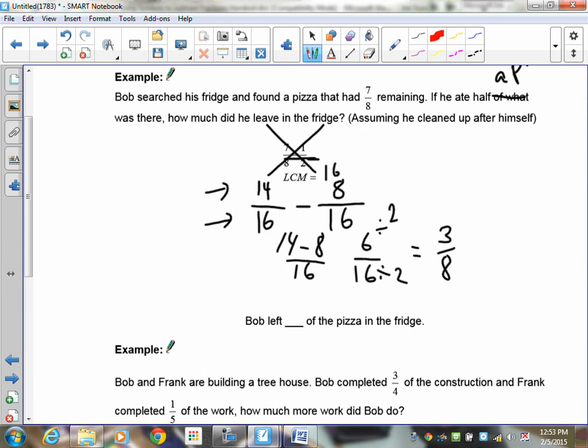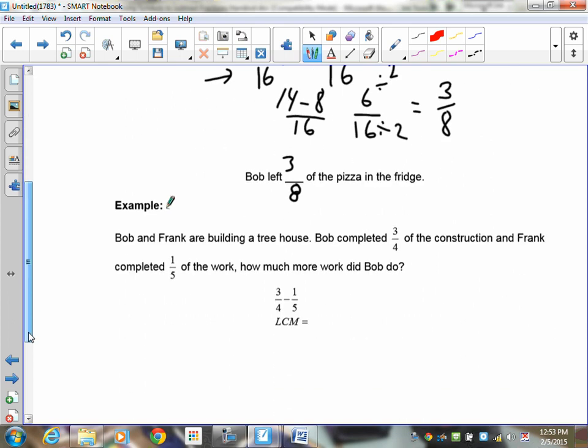That will also get you 3/8. So Bob left 3/8 of a pizza in his fridge. Let's go on to our next example.